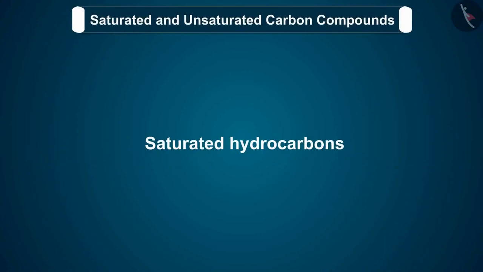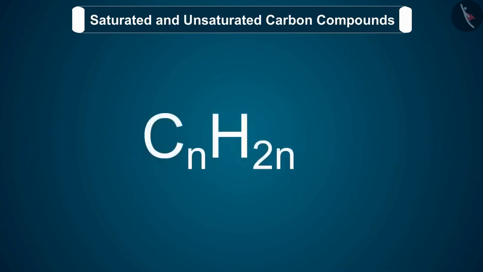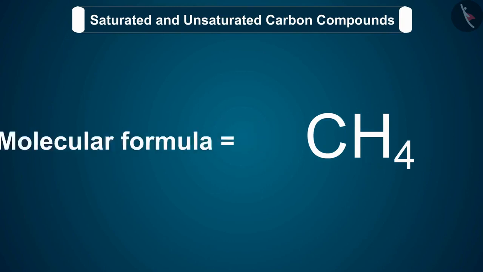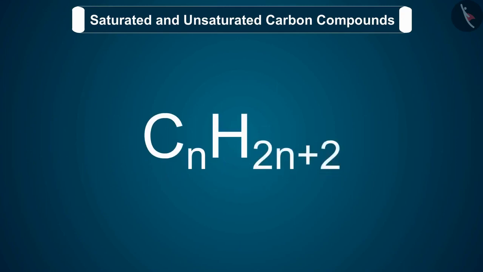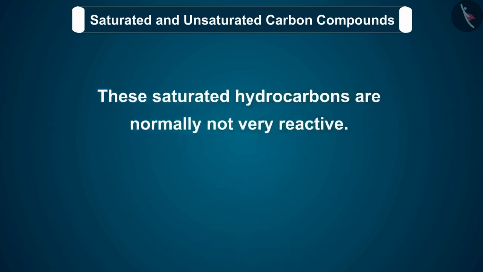Let's discuss saturated hydrocarbons with the help of examples. 1. If an alkane has one carbon atom in its molecule, then n equals 1, and its molecular formula according to the general formula becomes CH4, which we call methane. 2. Similarly, if we take n equal to 2, we get ethane. These saturated hydrocarbons are normally not very reactive. That is, they are quite unreactive.